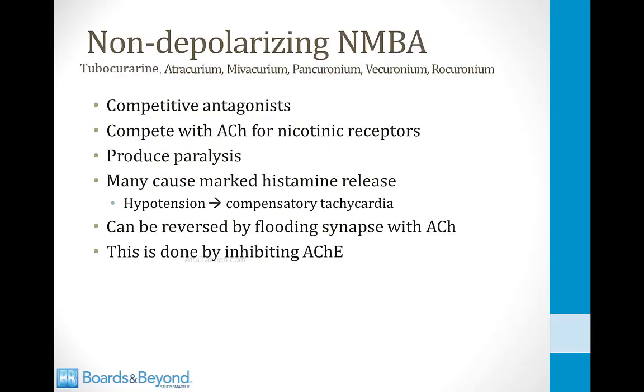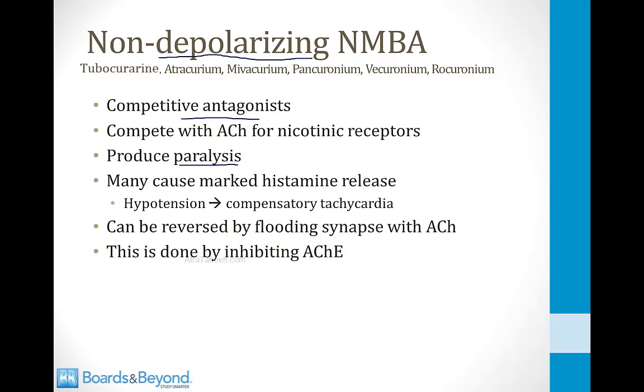Okay, so that's succinylcholine. Now let's talk about the other neuromuscular blocking agents, and these are called non-depolarizing because they don't depolarize the muscle the way succinylcholine does, and I've listed all of them right here for you. These are competitive antagonists that compete with acetylcholine for nicotinic receptors, and they produce paralysis by blocking acetylcholine from being able to do its job.